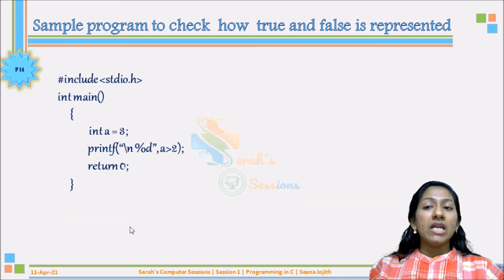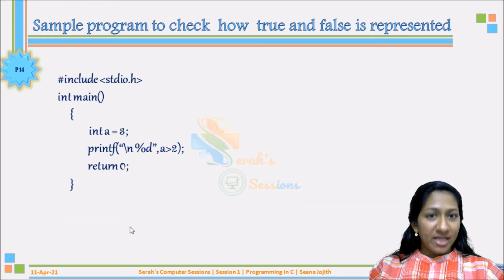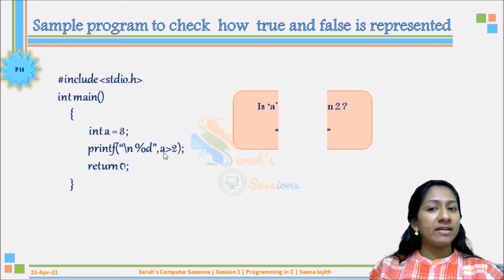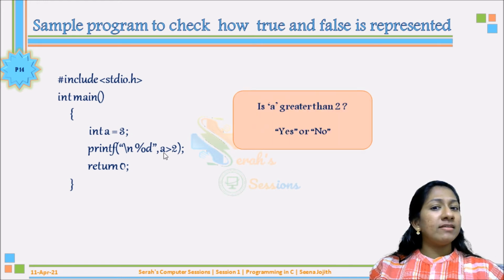Okay. So moving on to another example here. The value of a is being assigned directly a value 3, and it is checked whether a is greater than 2, that is 3 is greater than 2. Is a greater than 2?